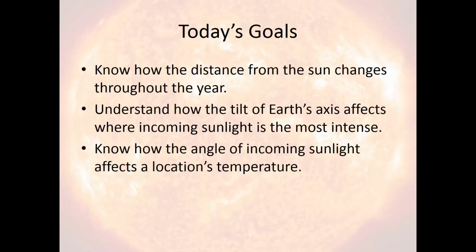So let's jump in. Our goals for today are to know how the distance from the sun changes throughout the year, to understand the tilt of Earth's axis and how it affects when we get more intense sunlight versus when we get less intense sunlight, and then to know how the angle of incoming sunlight affects a location's temperature. And that's kind of a review from the last lecture.